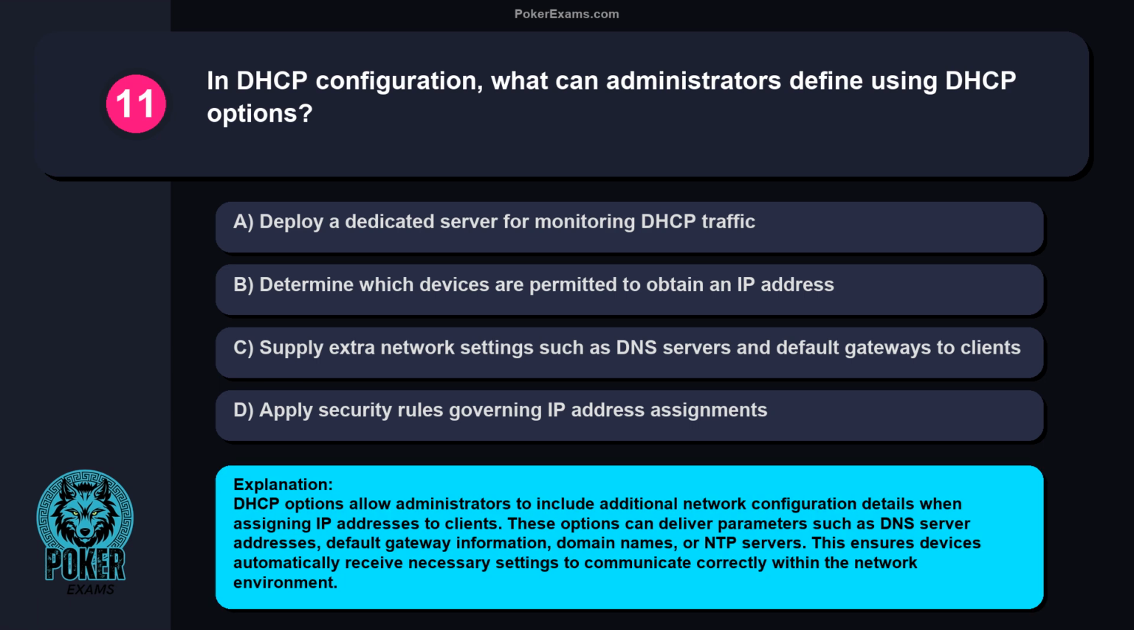DHCP options allow administrators to include additional network configuration details when assigning IP addresses to clients. These options can deliver parameters such as DNS server addresses, default gateway information, domain names, or NTP servers. This ensures devices automatically receive necessary settings to communicate correctly within the network environment.